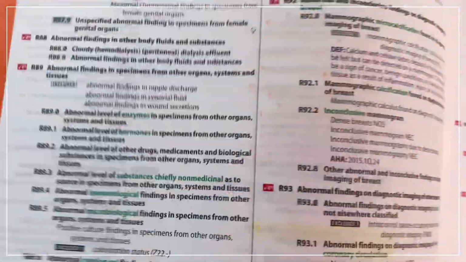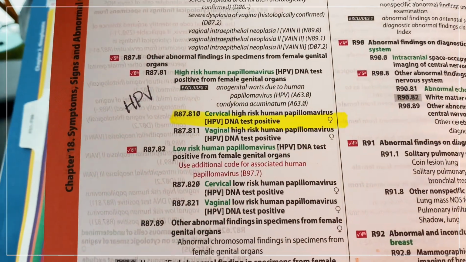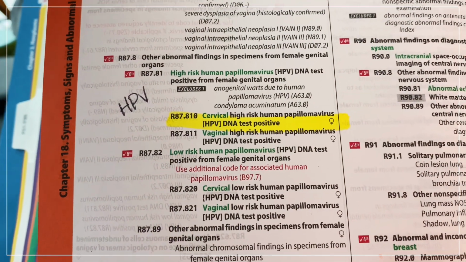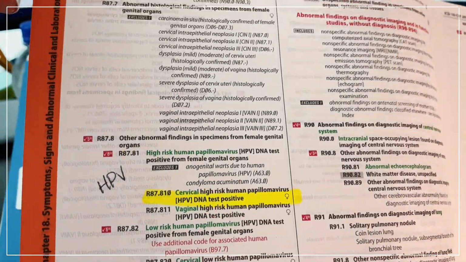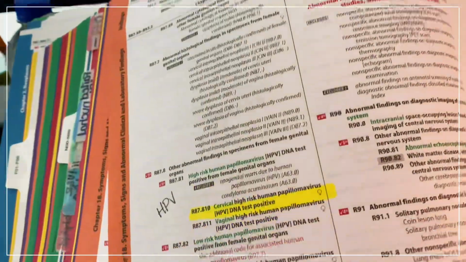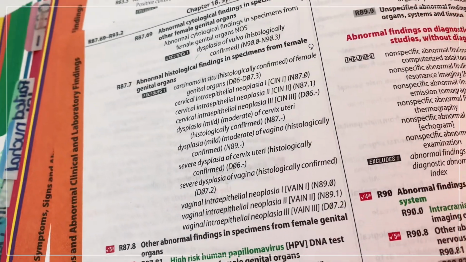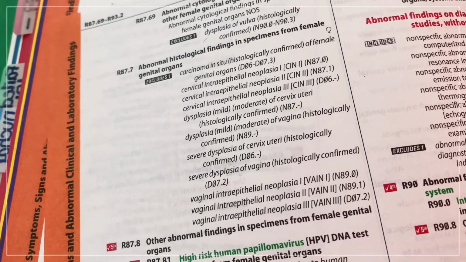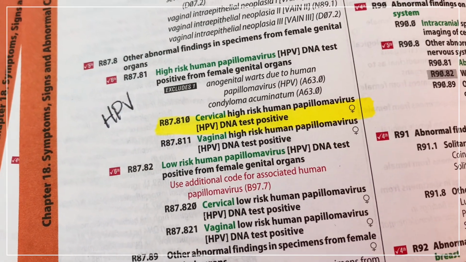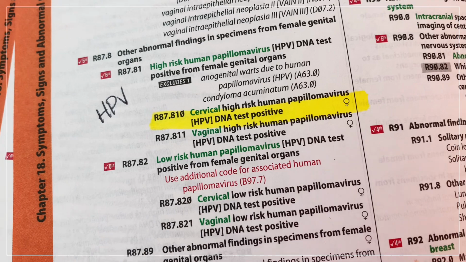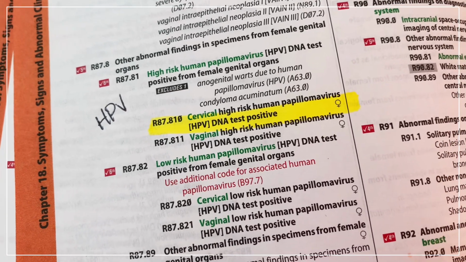And that is up here. And as you can see, our Excludes1 notes for R87.810 do not say anything about D06. So yeah, right here is where we would look. You wouldn't look up here because these are R87.7 and that's not what we're reporting. We are reporting R87.810 and there's no Excludes1 for D06.0.